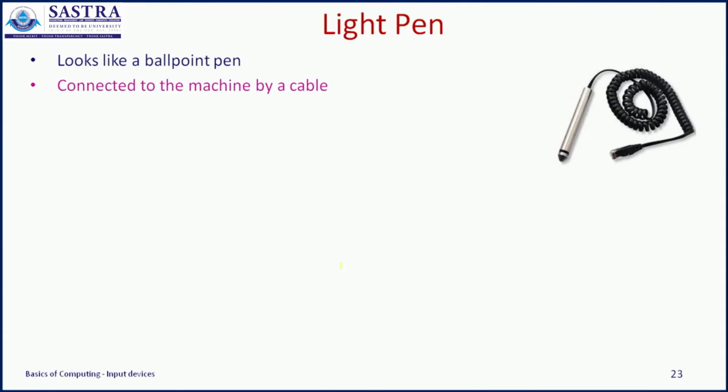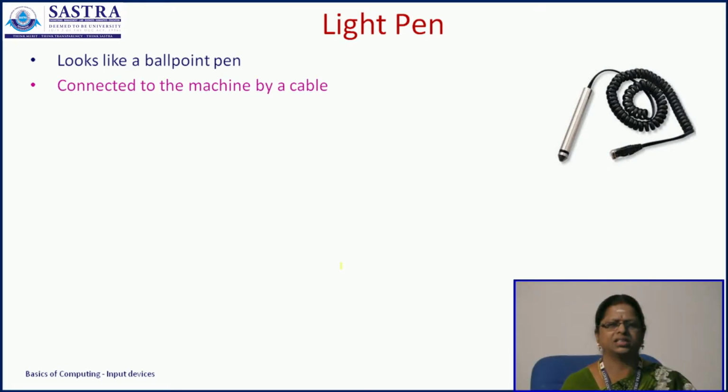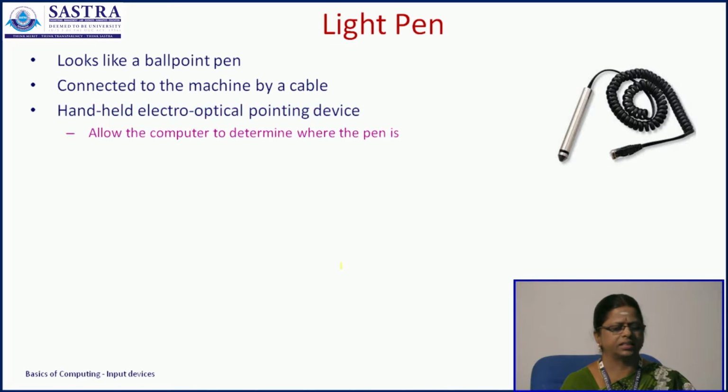The next set of input device is the light pen. This is also called as mouse pen. It looks like a ballpoint pen. It is connected to a machine by a cable. Sometimes it doesn't have any kind of connection, any kind of wire. It is a handheld electro-optical pointing device. It allows the computer to determine where the pen is.